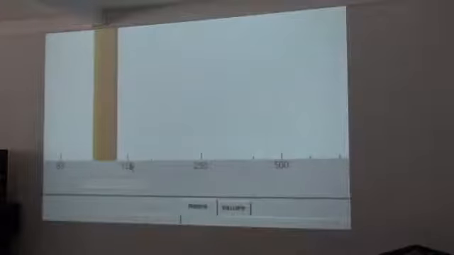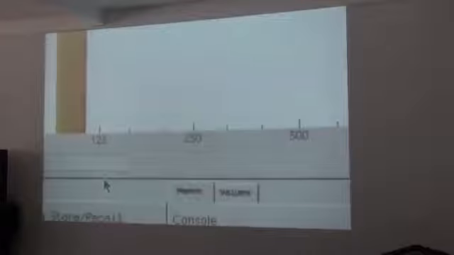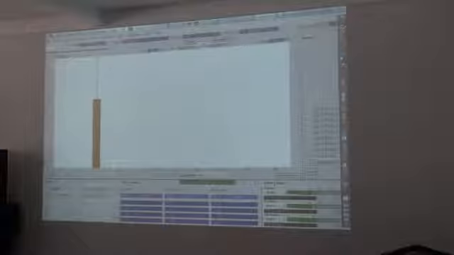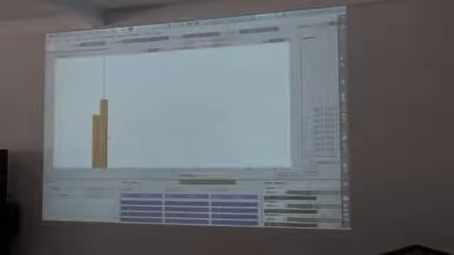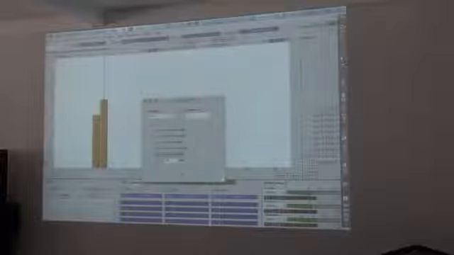But if I play a frequency that is between 100 and 125, let's say 114, the analyzer will display two bars, in the real-time analyzer.